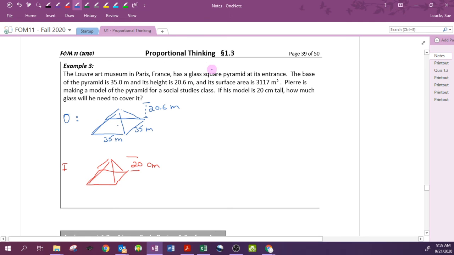So the linear scale factor, because we are given these corresponding linear dimensions, okay? So the linear scale factor is, sorry, let me just do the formula. It's image over actual, or image over original. So the image is 20 centimeters, and the original is 20.6 meters.